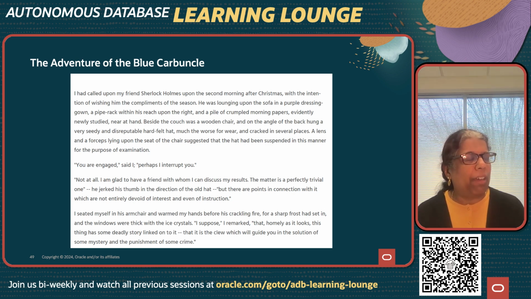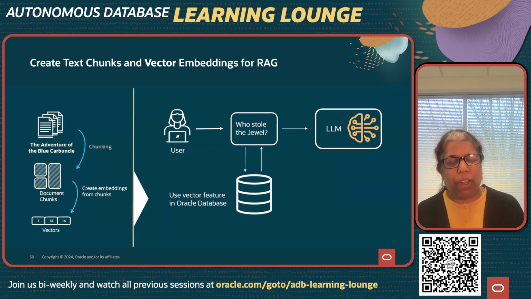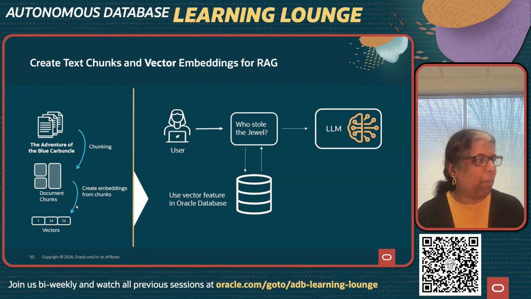So what we do here to answer the question, who stole the jewel, from a document, is you would typically chunk the document into document chunks, and then create a vector representation, that's the embeddings, from each of these chunks. And you can store all of that in the database. Then when you use RAG, you ask the question, who stole the jewel? You create a vector representation of this question, match it with the top K chunks from the database, and send those chunks to the LLM, so the LLM can read those chunks and then give you the answer.